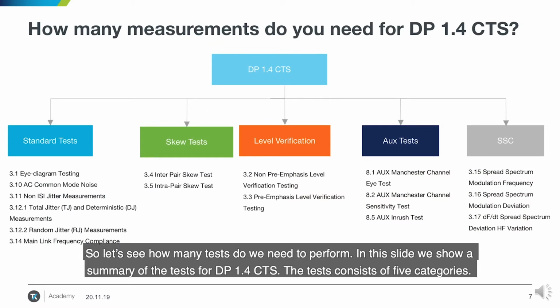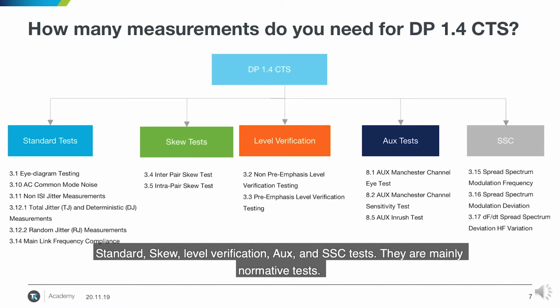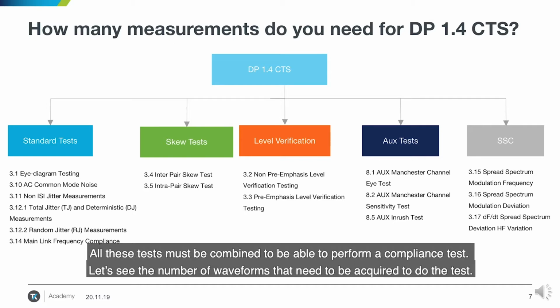So let's see how many tests we need to perform. In this slide we show a summary of the tests for DP 1.4 CTS. The tests consist of 5 categories: standard, skew, level verification, auxiliary, and spread spectrum clock tests. They are mainly normative tests. All these tests must be combined to be able to perform a compliance test.